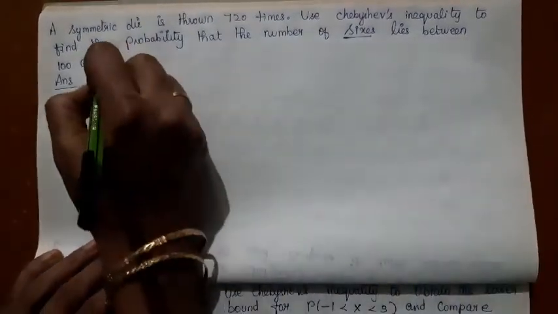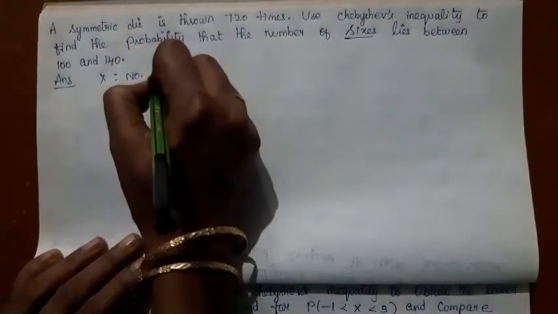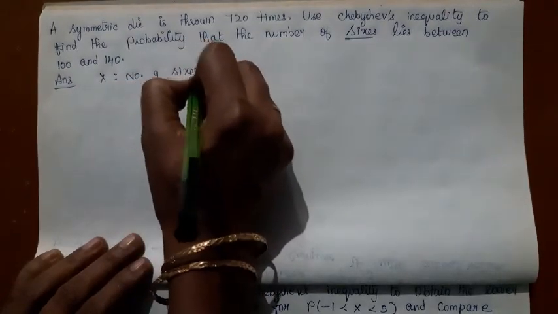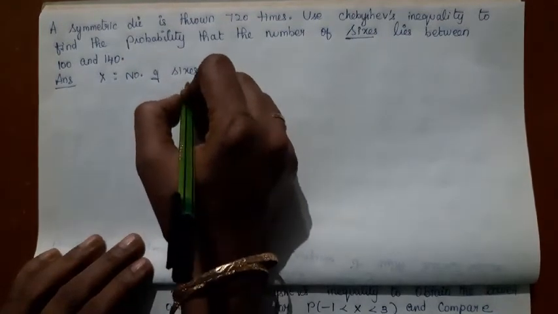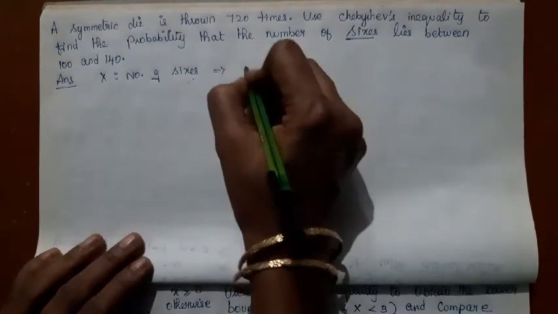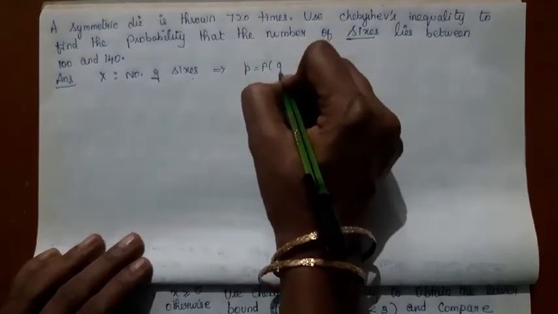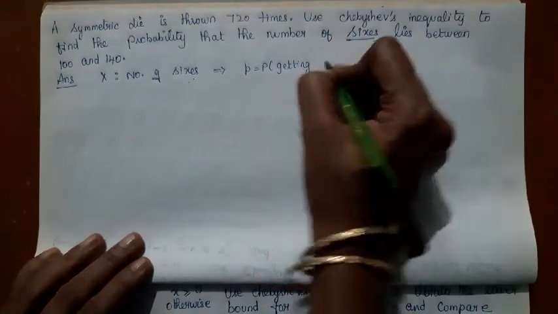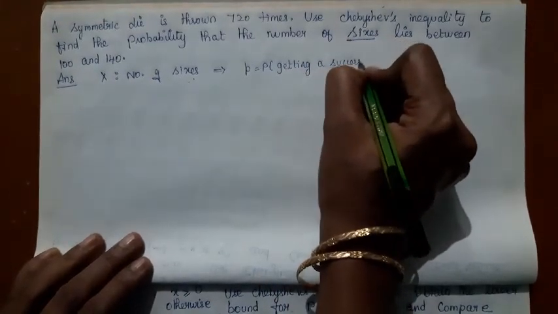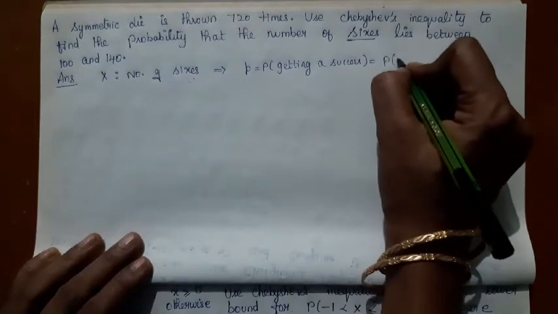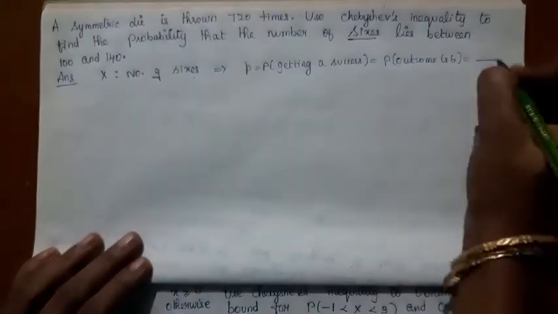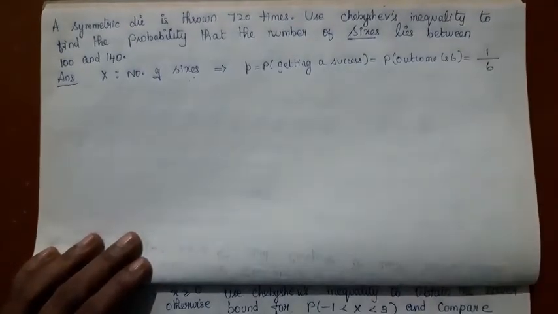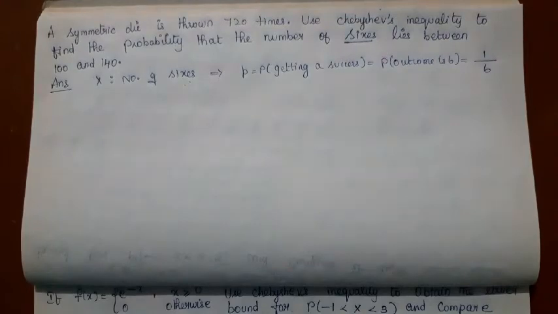So let us basically identify the variable. The variable x is the number of sixes. What is the experiment? You are throwing a symmetric, unbiased die, and x represents the number of successes. So p represents the probability of getting a success. What is a success here? It is the probability that the outcome is 6 when a die is thrown. There are 6 outcomes, out of which only one outcome is 6. So 1 by 6 is the probability.